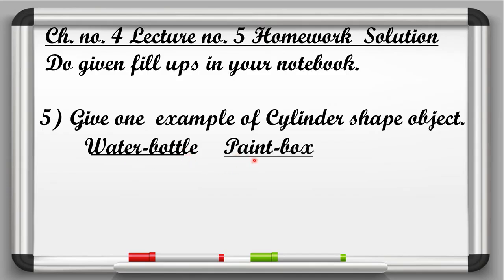And the next is paint box. P-A-I-N-T, paint. B-O-X, box. ऐसा बॉक्स जिसमें पेंट आता है वो भी सिलेंडर शेप का ही होता है बेटा. And the next is drum. D-R-U-M, drum. Drum is also of cylinder shape. And the next is cell. C-E-L-L, cell. So these are the examples of cylinder shape object. You can write any one of them. And also can. C-A-N, can.